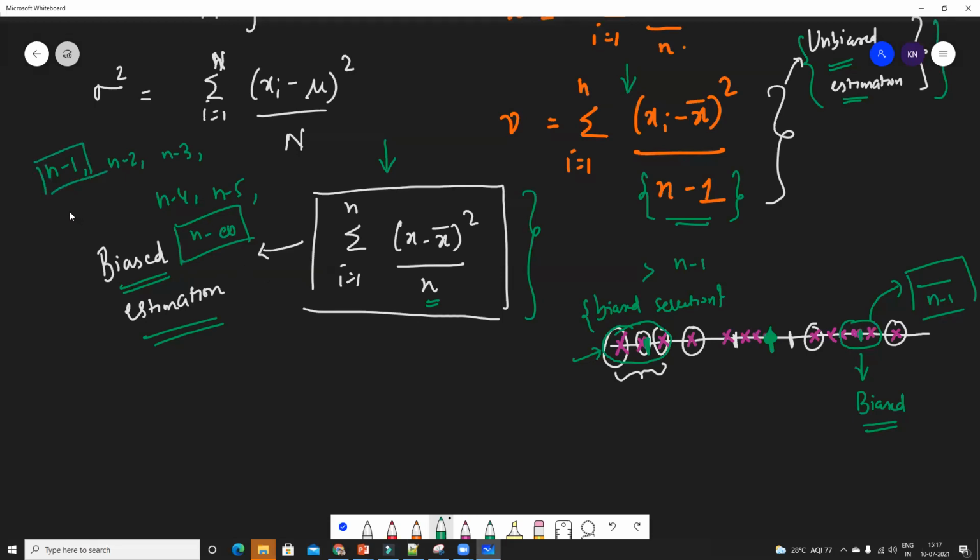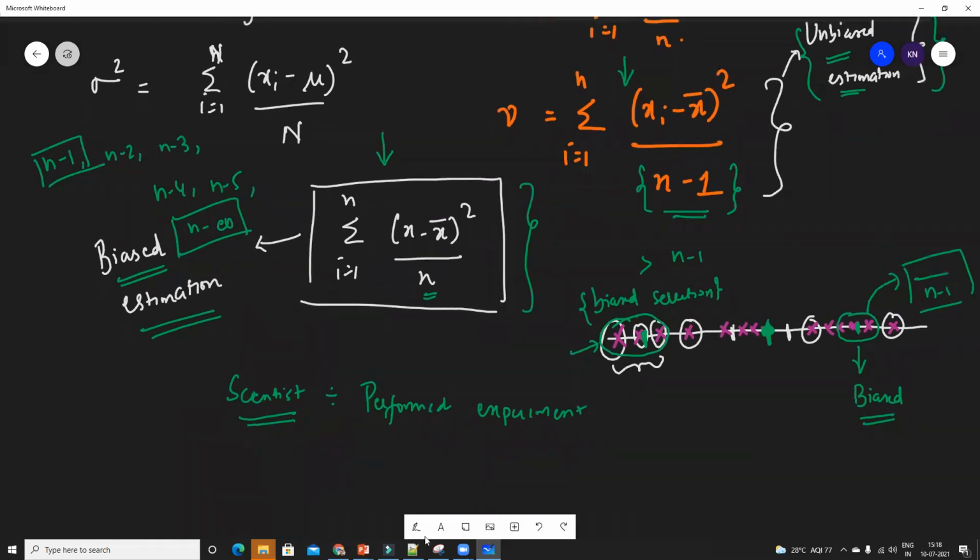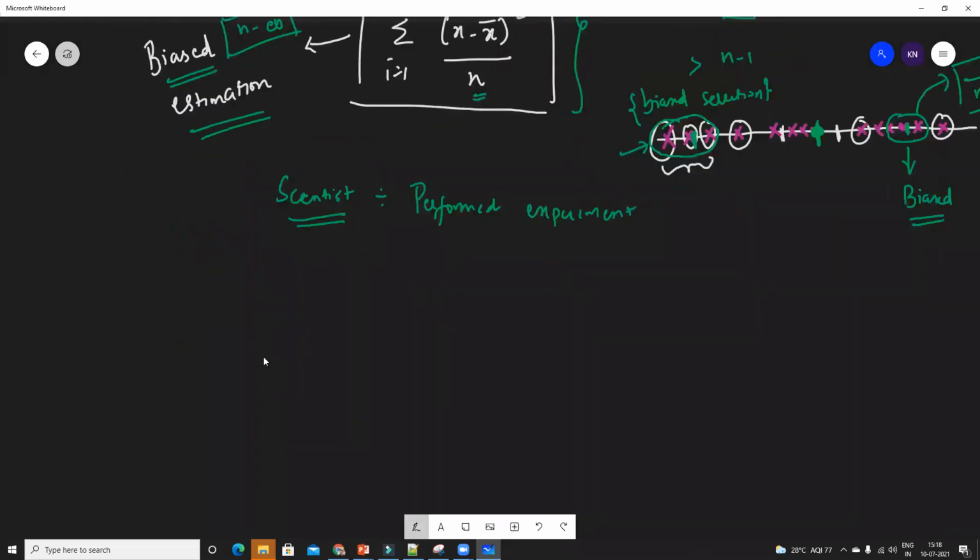Okay. So for this, understand, scientists performed various experiments. Definitely they performed experiments with n minus 1, n minus 2, n minus 3, n minus 4 and all. So it was found out that if you try to divide by n, understand the two terminologies which I told about.